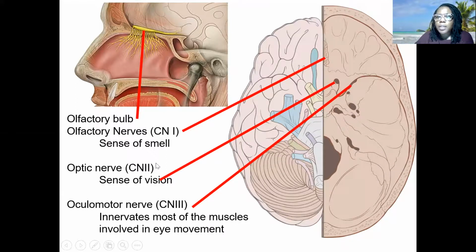Next, we've got the optic nerve, which obviously communicates through the optic canal of the skull. This is one of the features that we talked about in the sphenoid bone. And then we've got cranial nerve 3, which is the oculomotor nerve, which actually communicates through the superior orbital fissure, which is another opening that is in the sphenoid bone as well.